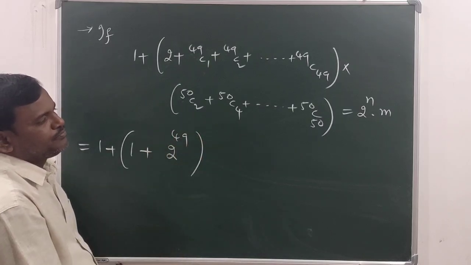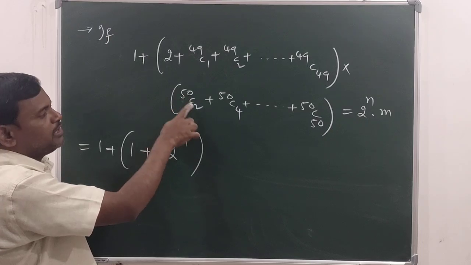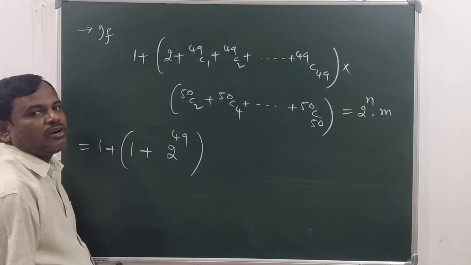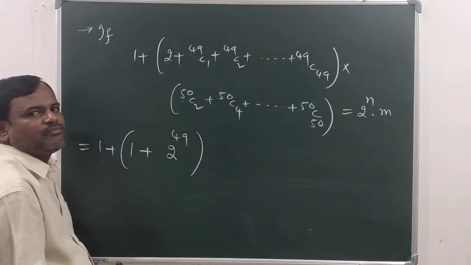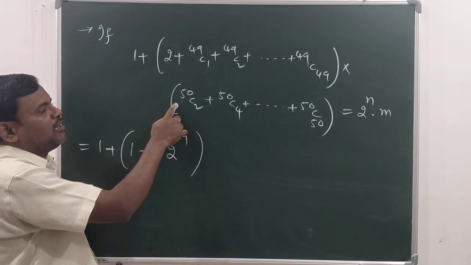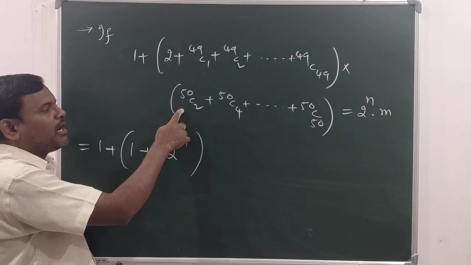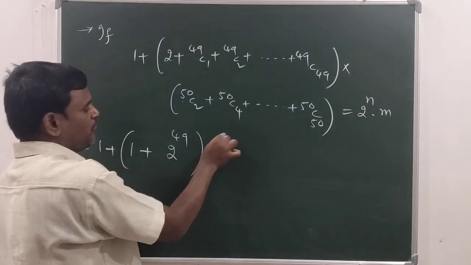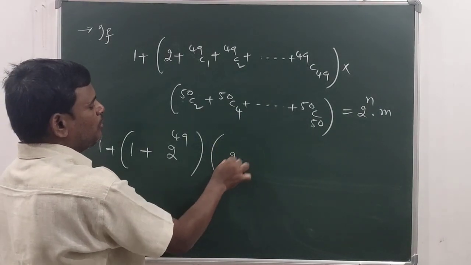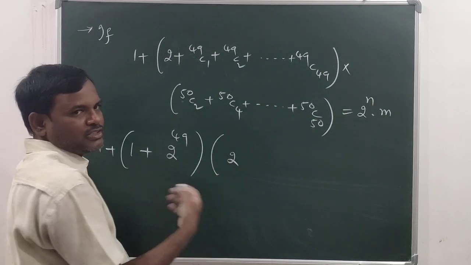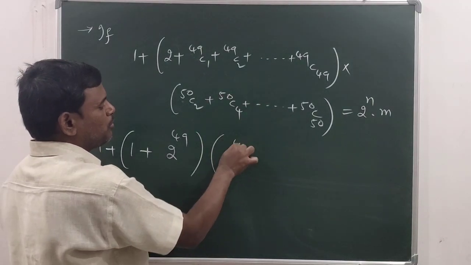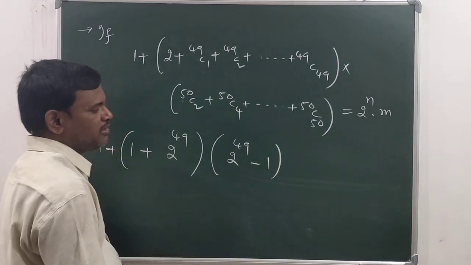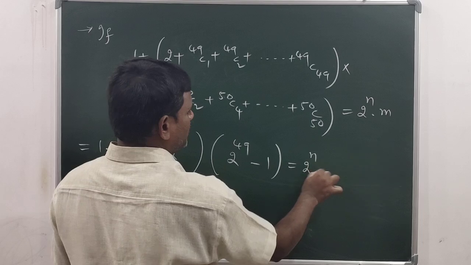Now come here. Here 50C2, 50C4 till 50C50 means the sum of even term coefficients, but here 50C0 is not given. So add 50C0, which becomes 1. Add plus 1 and minus 1. If I write plus 1 and minus 1, I will get the sum of these coefficients as 2 power n minus 1. N minus 1 means 2 power 49. Here n is 50, 50 minus 1 is 49, minus 1 you will get. So this is equal to 2 power n into m.